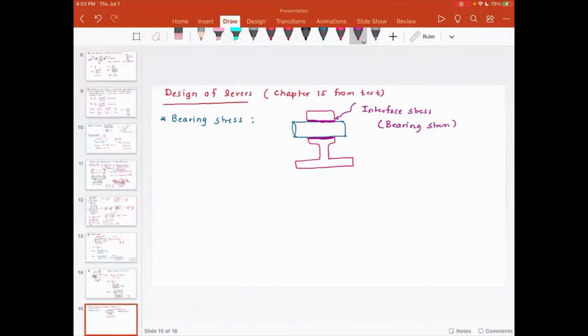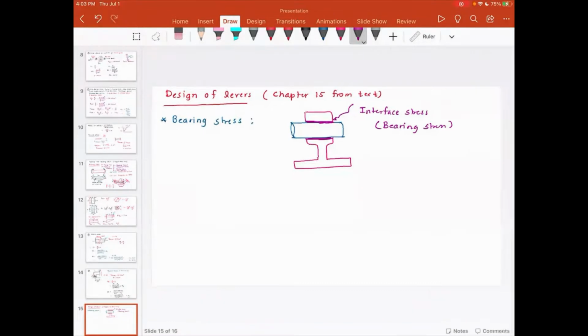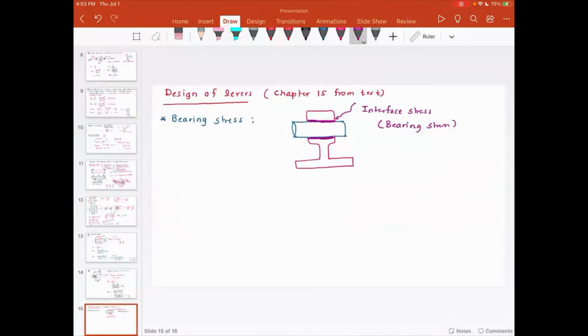So let me talk about the concept of bearing stress. Now, what I want you to do is think about if you have a shaft or a rod that is supported in some sort of a bearing. Usually this is called the journal. Then if you look at the stress distribution, the stress distribution is going to be like this. So this is the stress distribution.